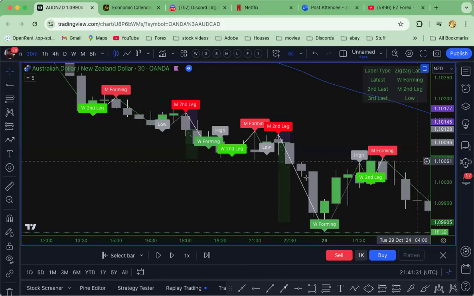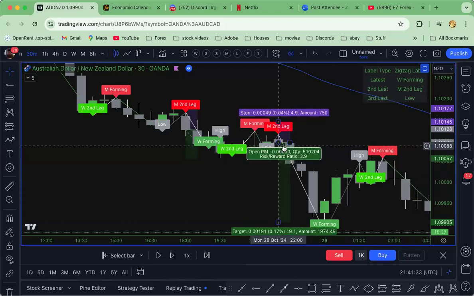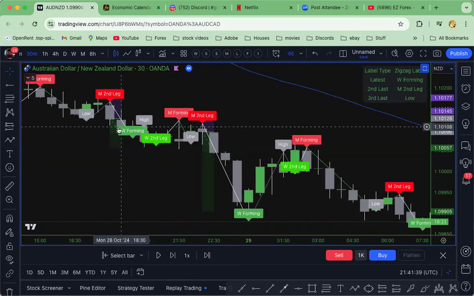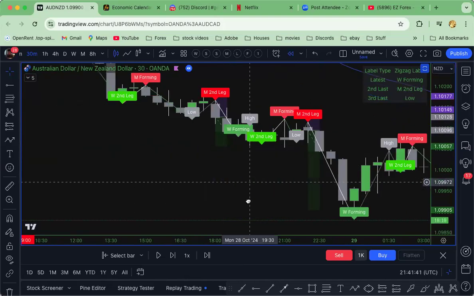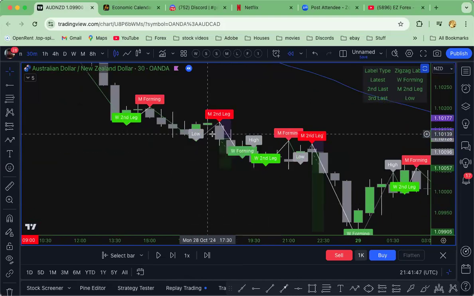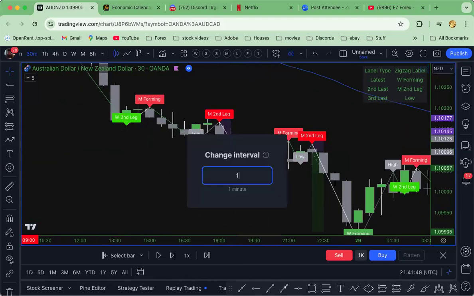Now, what we can actually see here is exactly what I said, the second leg of the M forming right there. And where is it? Right here as well. We can literally see it. So you see, we used a 4-hour chart, and then we found our second legs on the 30-minute chart. You can do that. Now, let's make it even smaller for you, just so people can see it.